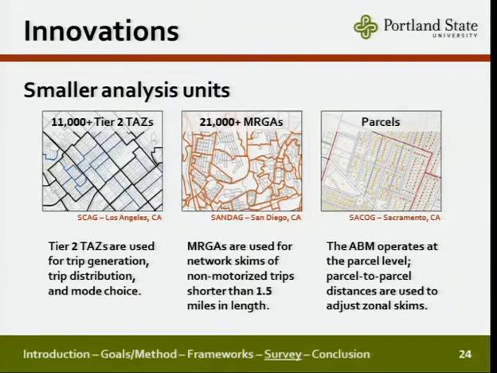A similar thing goes on in Sacramento, where their activity-based model uses parcels as the small unit of analysis. And they use the parcel-to-parcel distances for these non-motorized trips. They use that to get a better estimate and adjust the zonal skims, the zone-to-zone skim, travel time estimates for non-motorized trips.